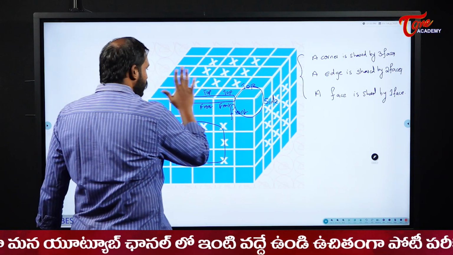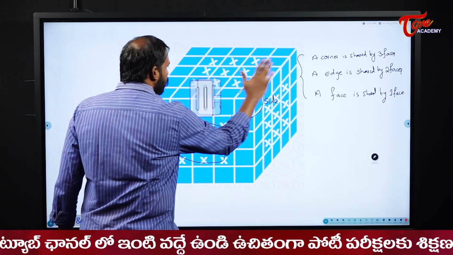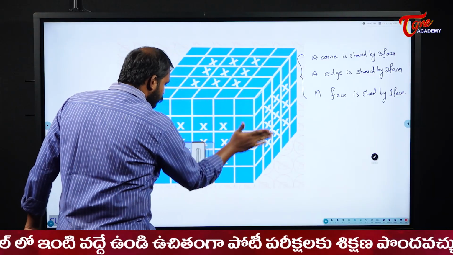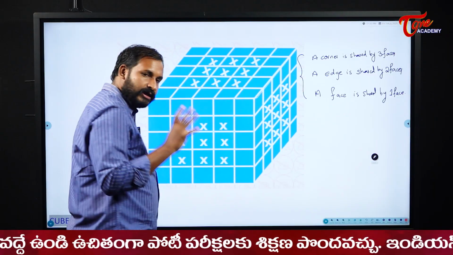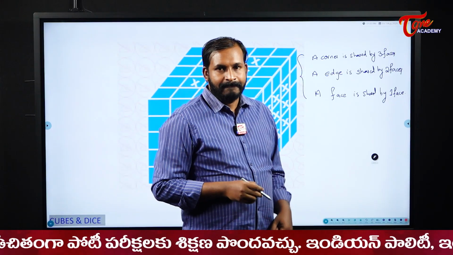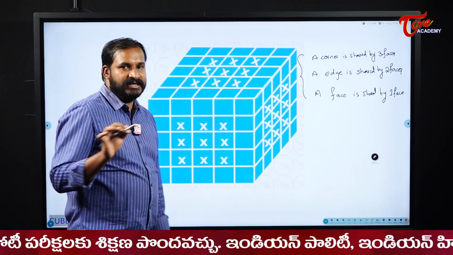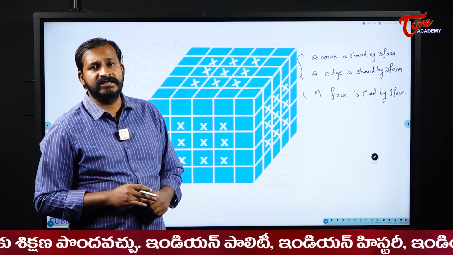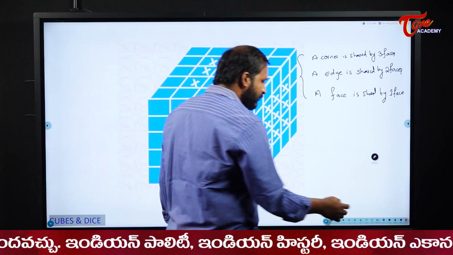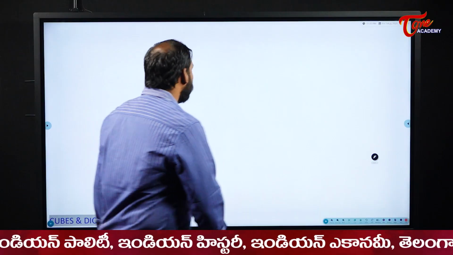We understood that one. Now, put this concept aside and come to this one. There is a huge cube. Assume there is a bigger cube, a big cube, painted with a single color. I will take an example and try to solve it. Okay, now see here.